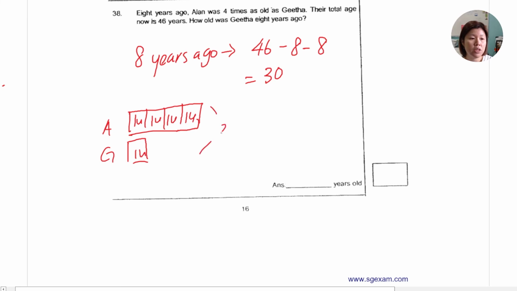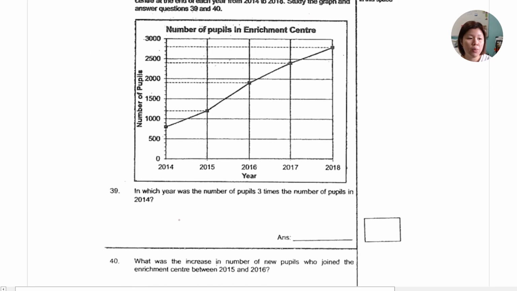Total age is actually 30. So 5 units is actually 30. 1 unit is 30 divided by 5 equals 6. So they want Geta 8 years ago, which is 1 unit. She's 6 years old. Okay, now we have a graph here.